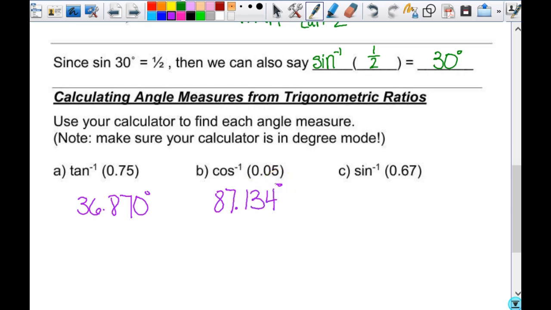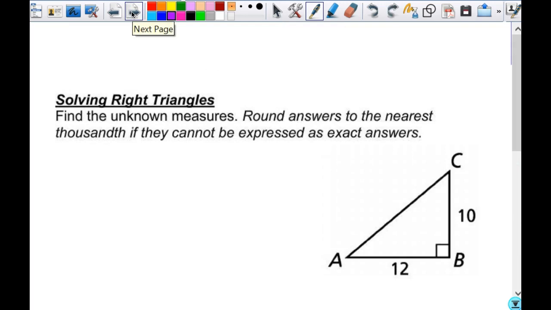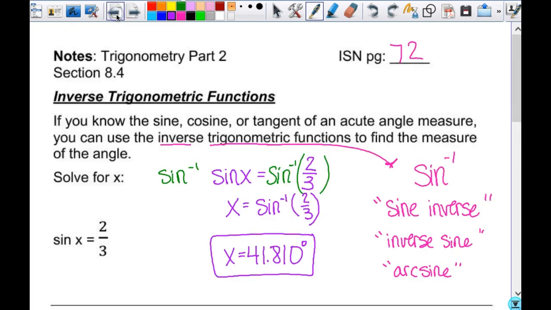87.134 and 42.067 degrees. We all good? Any questions about that? All right. No, we don't have to there.